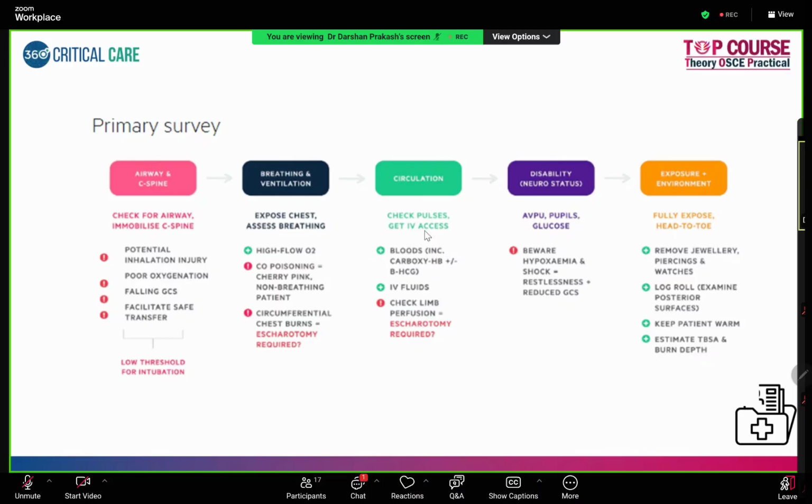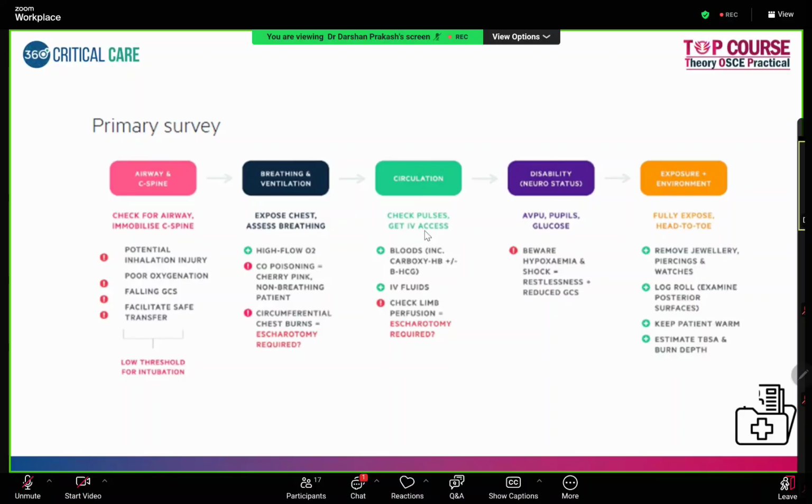Okay. So the primary survey starts, like any other case of trauma, with airway, with a lower threshold for intubation, then breathing and ventilation. Start with high flow oxygen. Look for signs of carbon monoxide poisoning. If your ventilation is difficult because of a large burn causing restriction of chest movement, probably consider an escharotomy, if at all it is required. It can be any time, okay, initial phase or in the later phase.